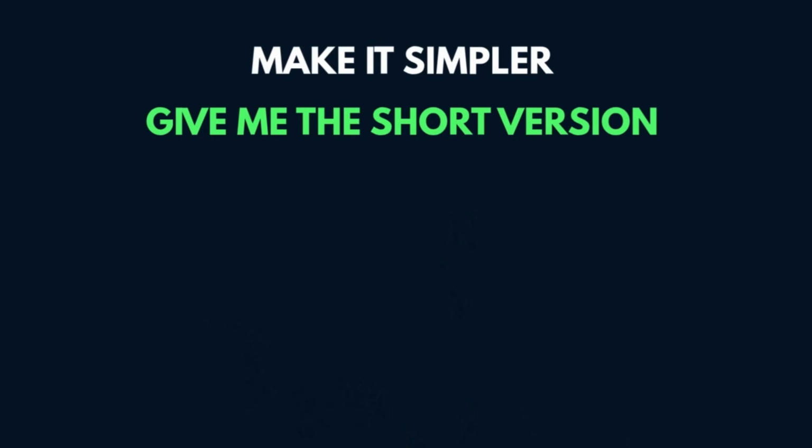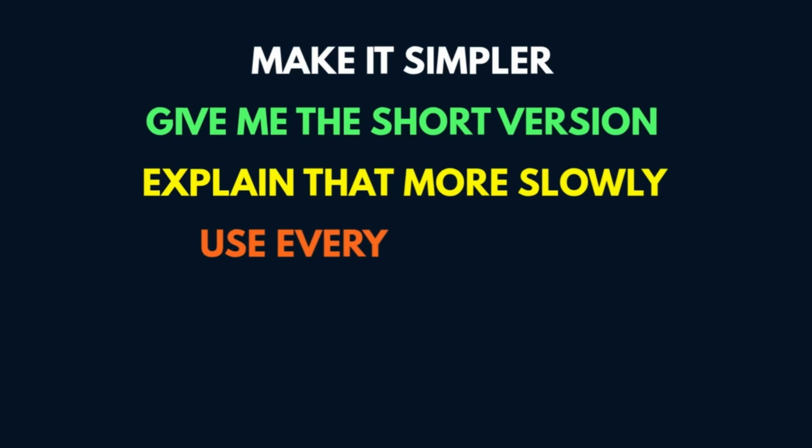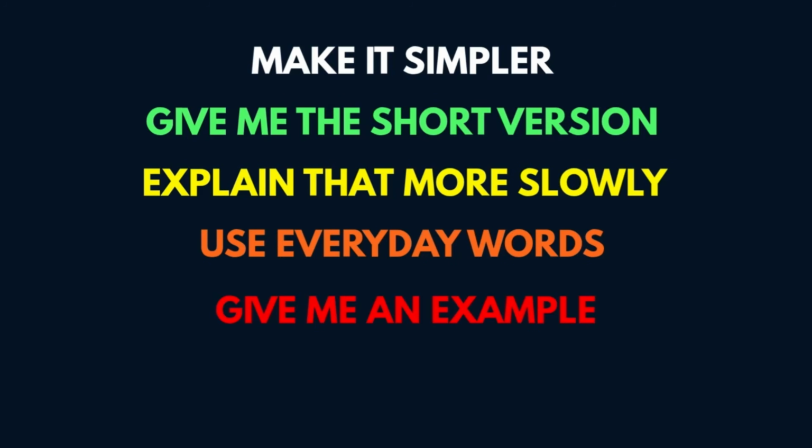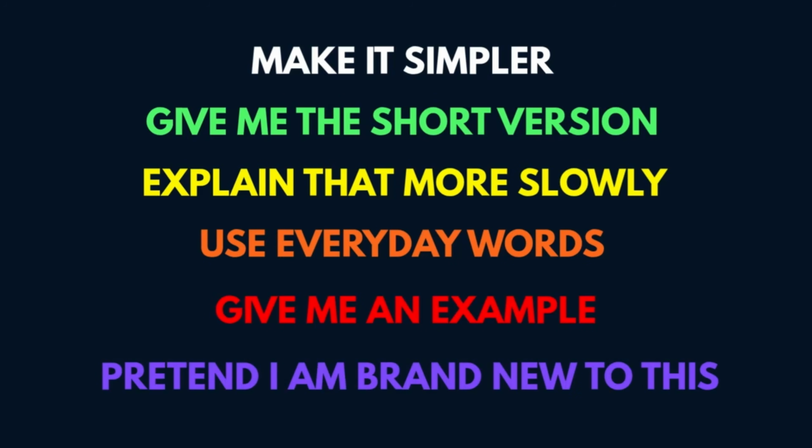Think of ChatGPT like a radio volume knob. If the answer is too loud, too fast, or too complicated, you can turn it down. You can say, make it simpler, give me the short version, explain that more slowly, use everyday words, give me an example, pretend I am new to this. This is not cheating, this is how you use the tool. You are allowed to guide it. You are allowed to say, that was too much, try again.